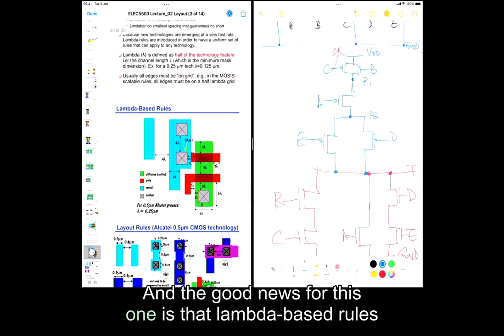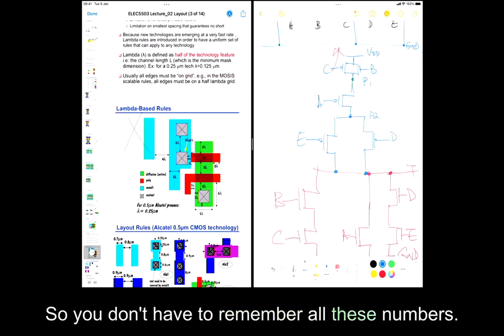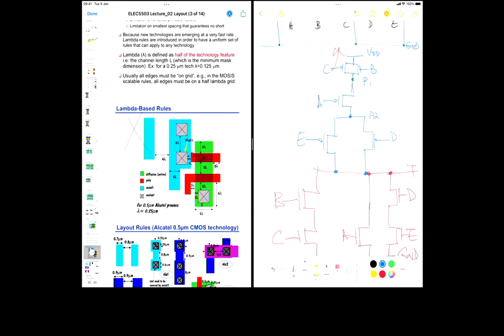And the good news for this one is that lambda-based rules do not apply anymore. So you don't have to remember all these numbers. Basically, every single time, you just have to check your rules in your design.